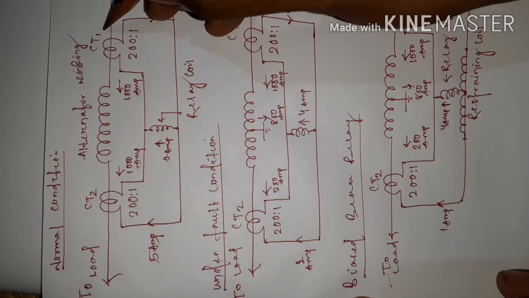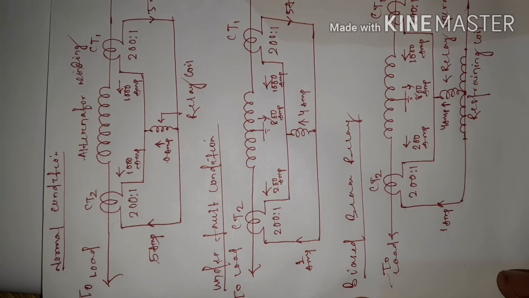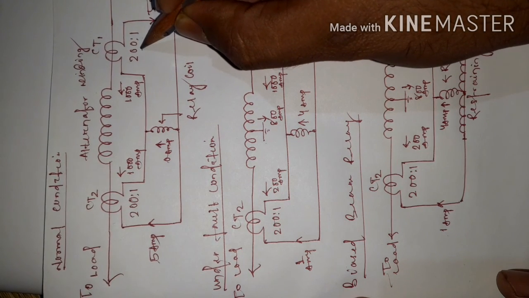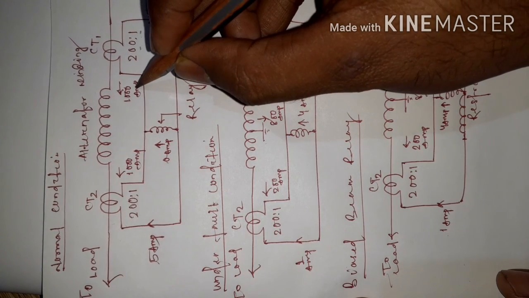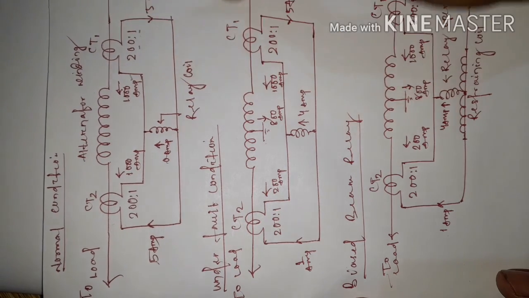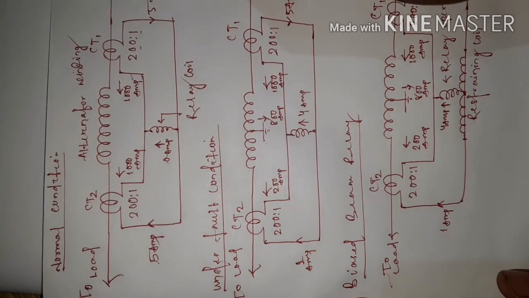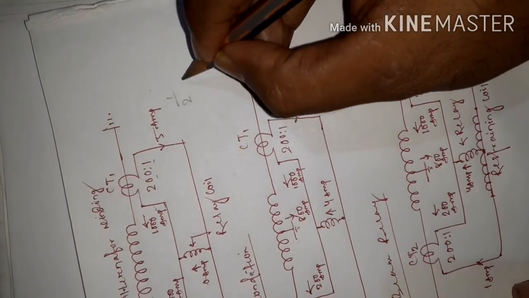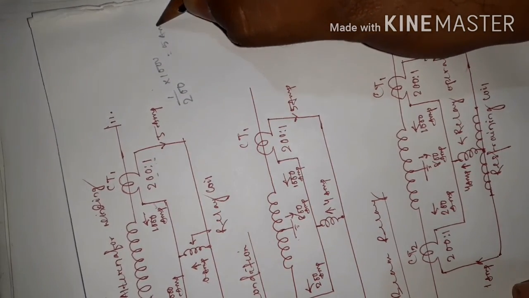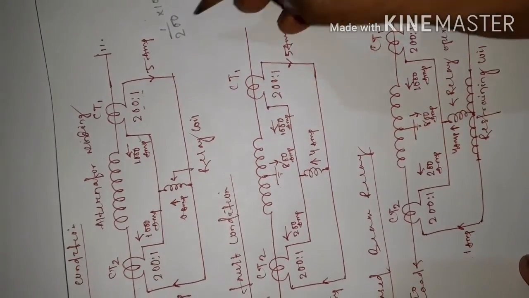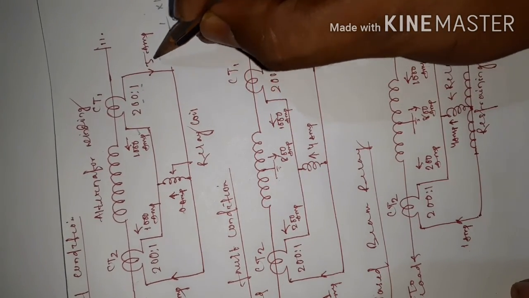Then CT1 shows 5 ampere, meaning if 200 ampere current is flowing through the CT primary, its secondary shows 1 ampere. In a similar way, when 1000 ampere current is flowing through the CT's primary winding, it shows 1/200 into 1000, which means 5 ampere. Under normal operating condition, this CT secondary shows a 5 ampere reading, which flows in this way.